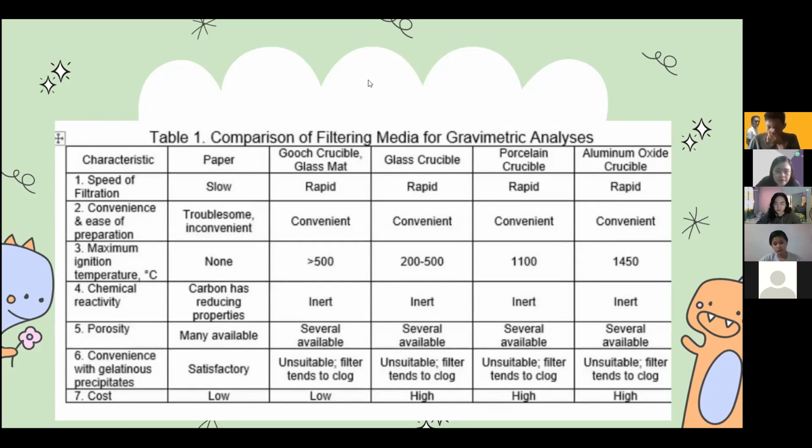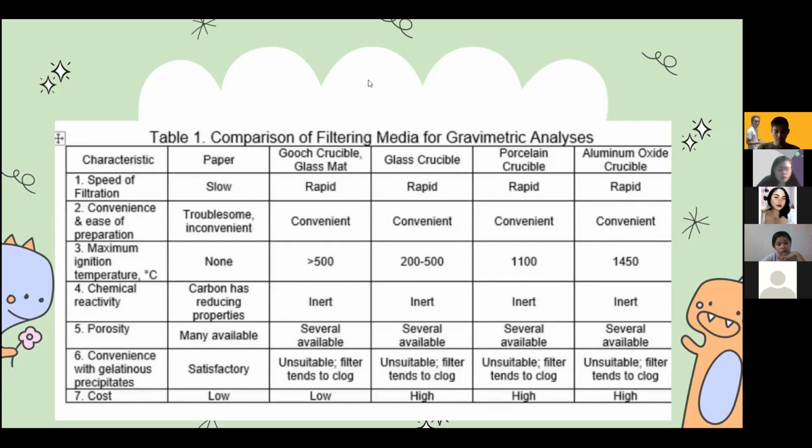For the next one, we have the different kinds of crucibles, including the Gooch crucible, also called glass mat, and the glass crucible. In terms of their speed during filtration, both can filter rapidly. They are also convenient to use. In terms of temperature, Gooch crucible can withstand more than 500 degrees Celsius, while glass crucible can withstand from 200 degrees up to 500 degrees Celsius.